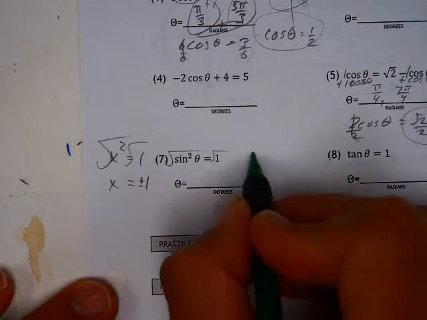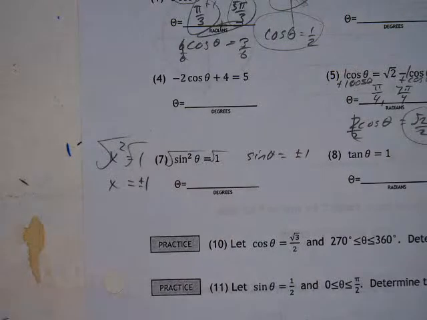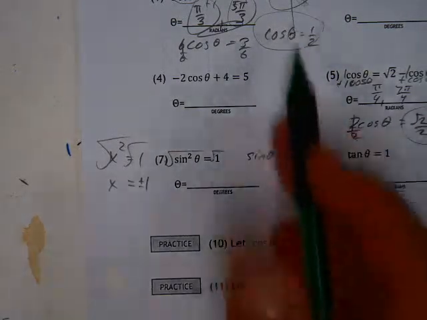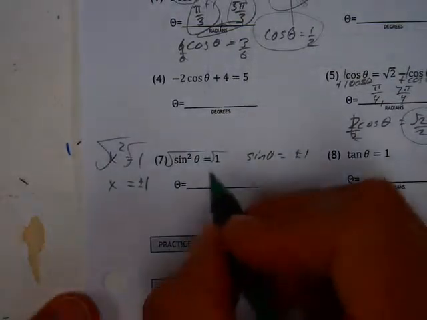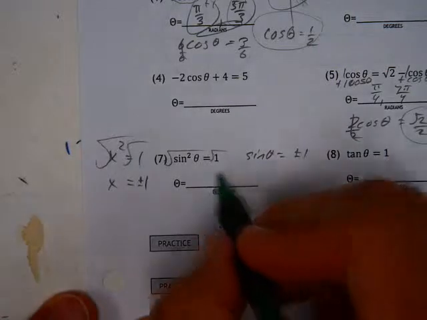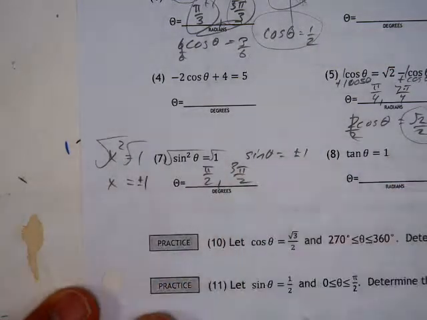When you take the square root, yes, you do get the sine theta, but it should be equal to a plus or minus 1. Back to the unit circle. Sine being plus or minus 1 means we're heading either up or down, a total of 1. That means we're in the transition from quadrants 1 to 2, and then from quadrants 3 to 4, and that's a pi over 2, and that's a 3 pi over 2.